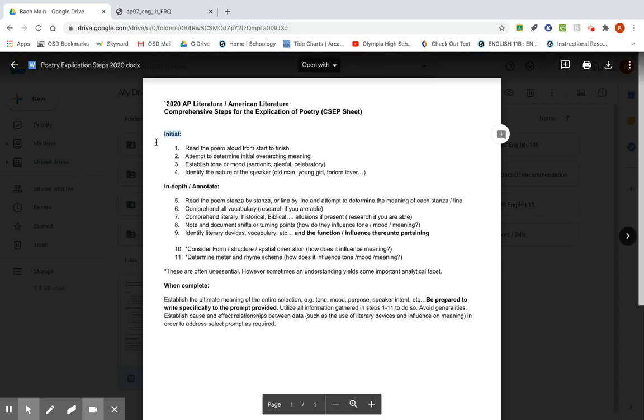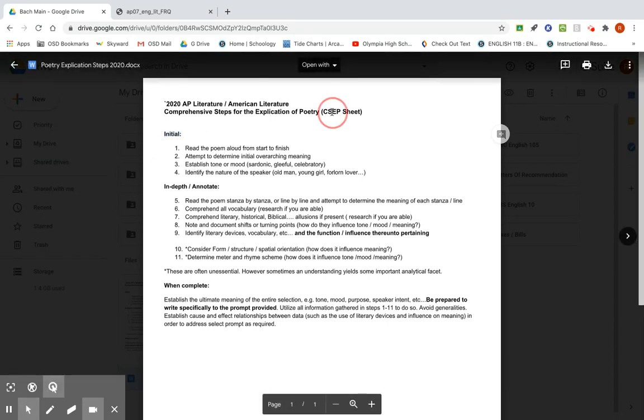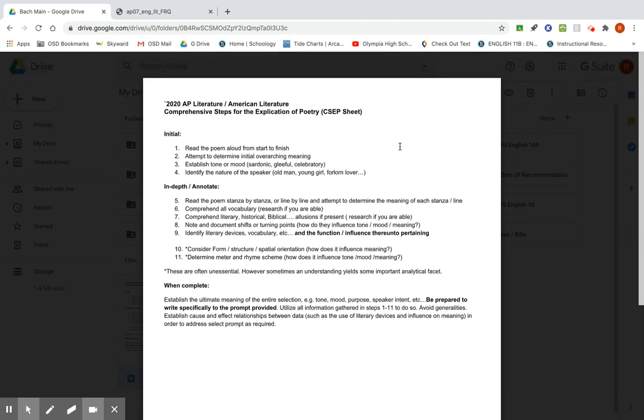Hello, folks. I want to take a moment here to show you a sheet that I've created for you that I have titled the CSEP sheet, which stands for the Comprehensive Steps for the Explication of Poetry. This document, I believe, will really help focus your attention on all of the things that you can and should do when attempting to fully deconstruct and analyze a poem, and to prepare for anything that you would have to do academically with it, so that you just really completely understand it.